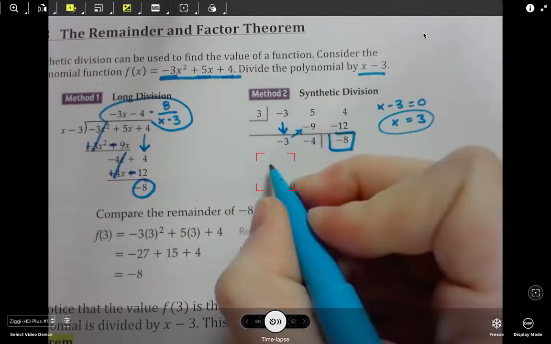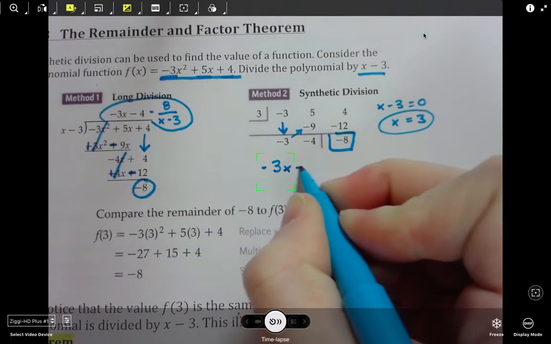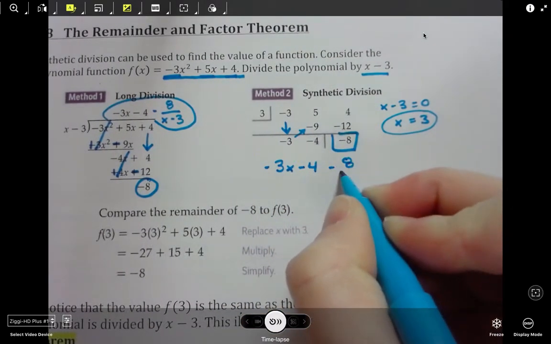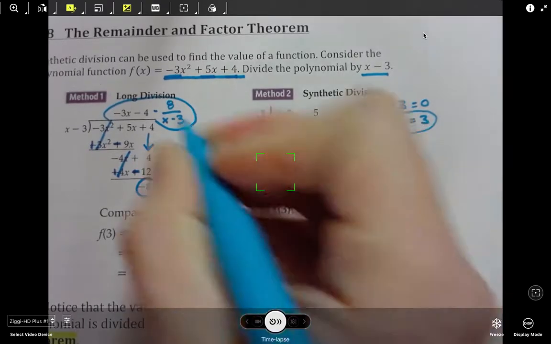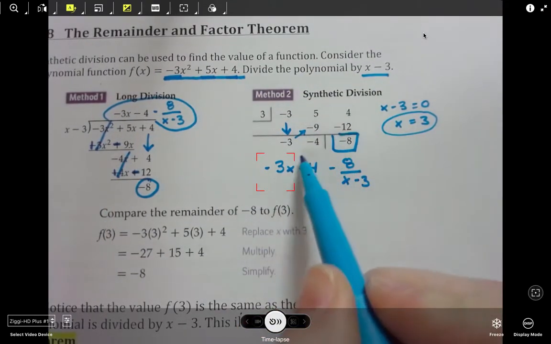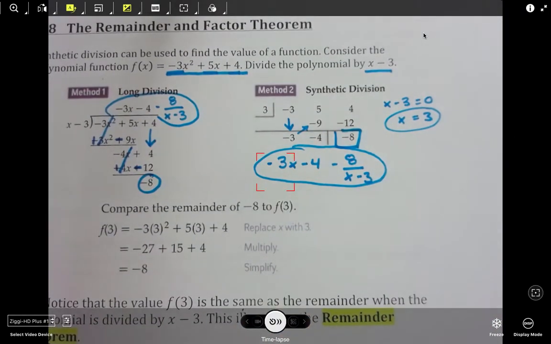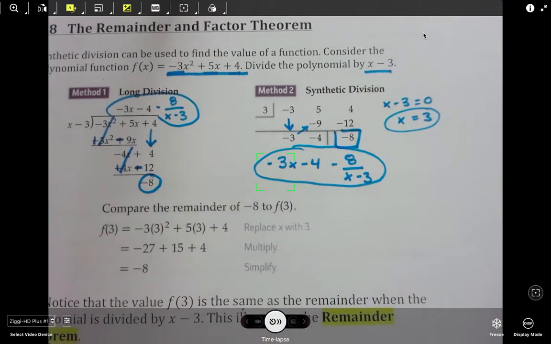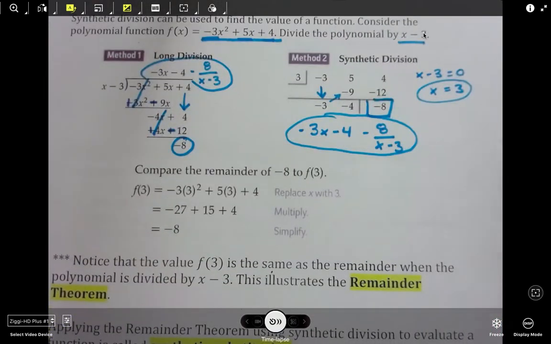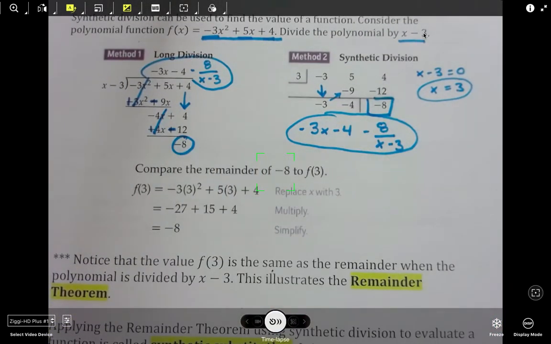So when I write my answer, it's negative 3x minus 4 minus 8 over x minus 3, which is exactly what I have over here. We're doing the same thing, but one is long division and one is synthetic division. For both of those, I got the same answer, which I should, and the remainder for each one of those was negative 8.